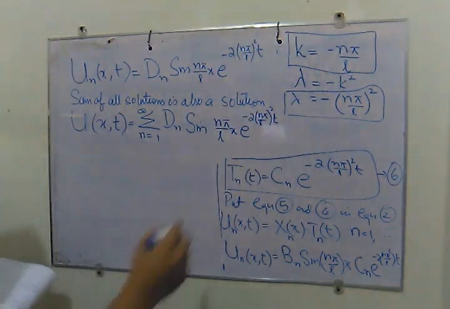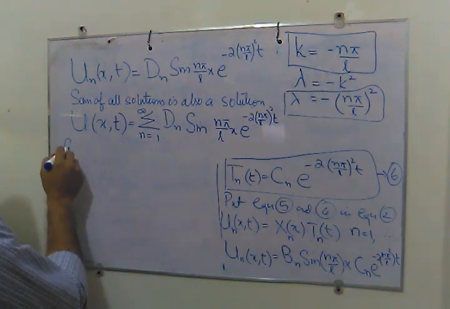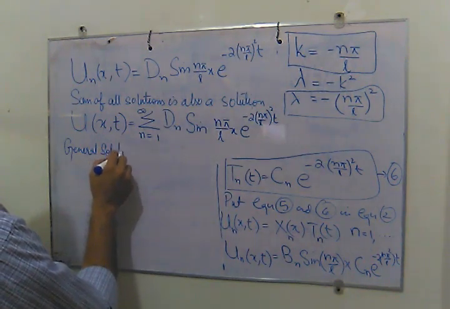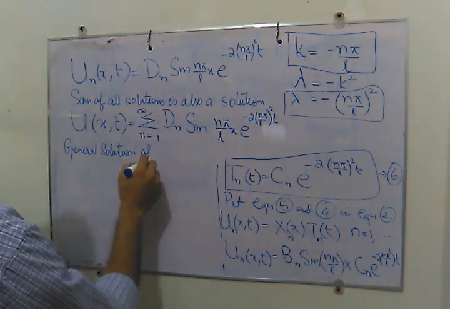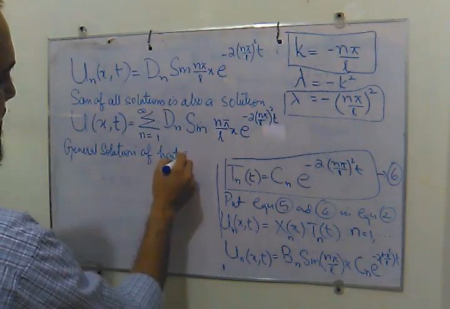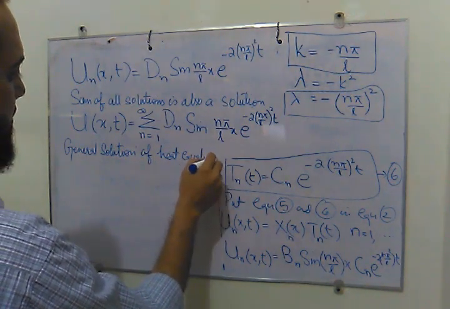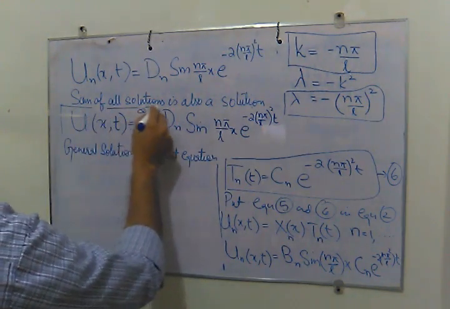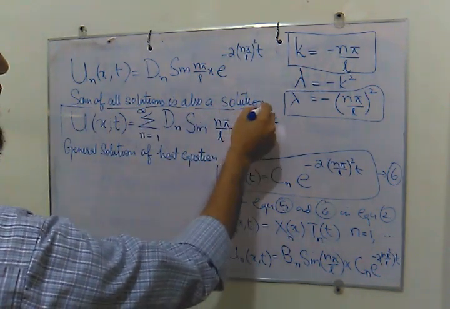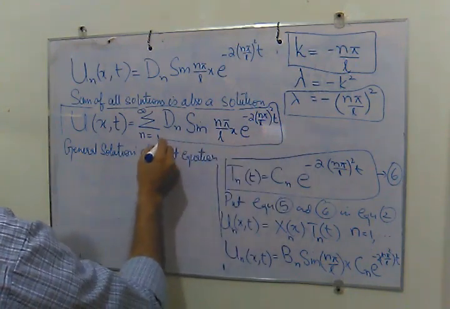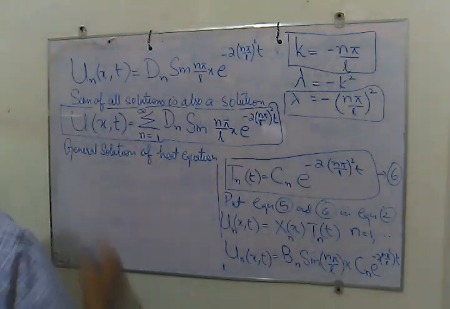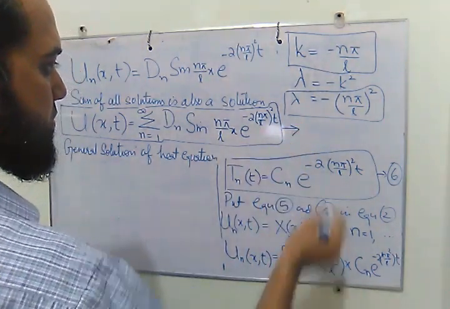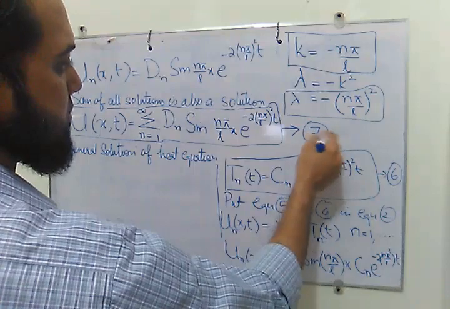Now this is what we call the general solution of the heat equation. This is what we call the general solution of the heat equation. And we call it equation number 7.